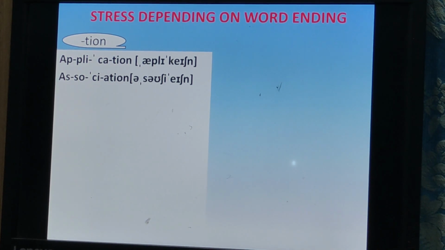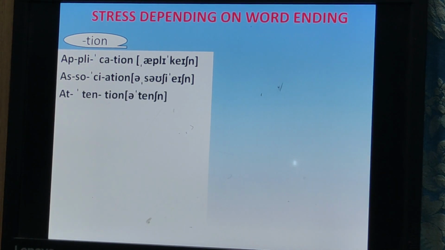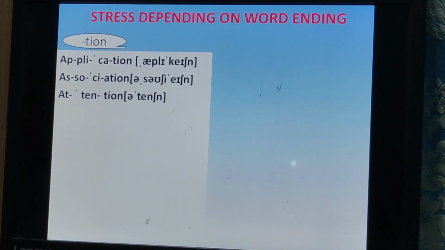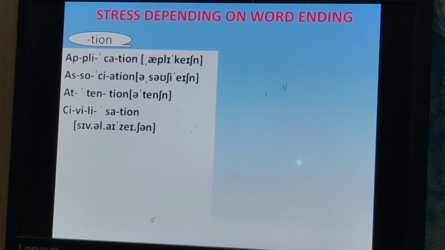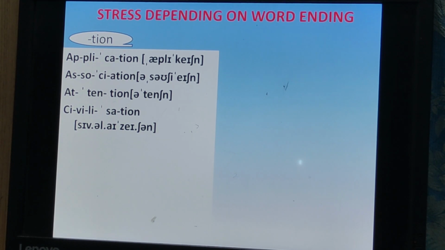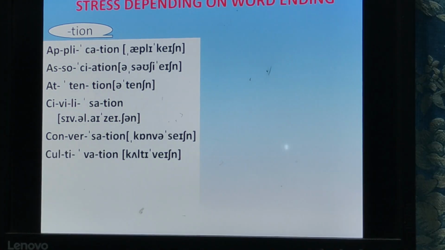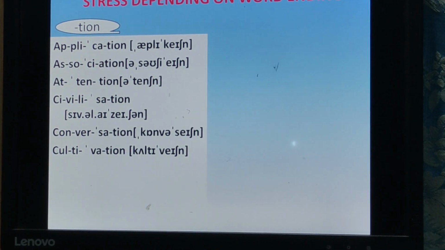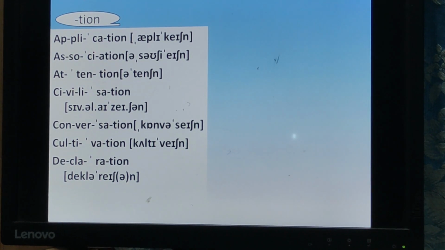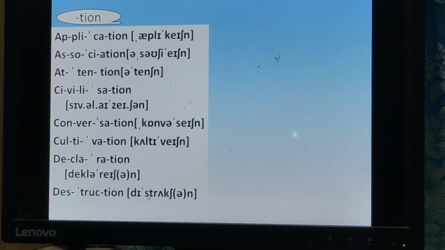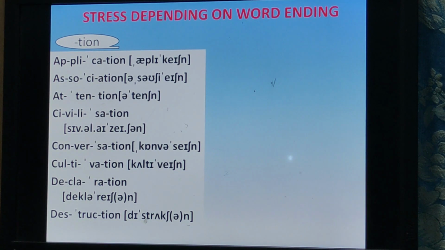Association. Attention. Attention. Civilization. Conversation. Cultivation, declaration, destruction. So these are words with the ending tion.